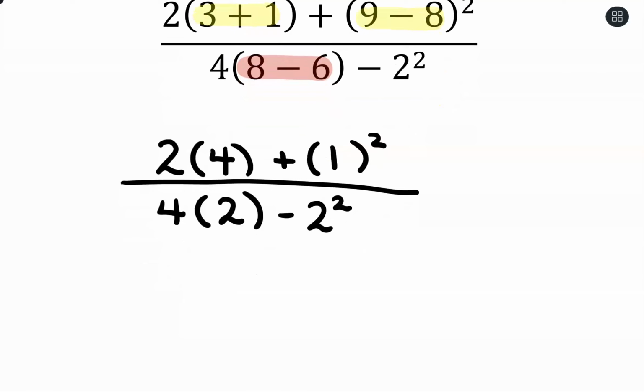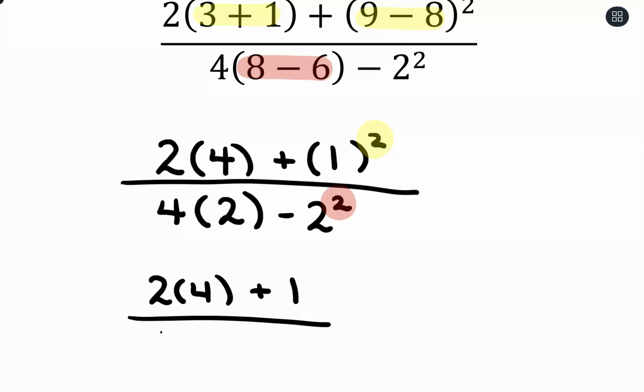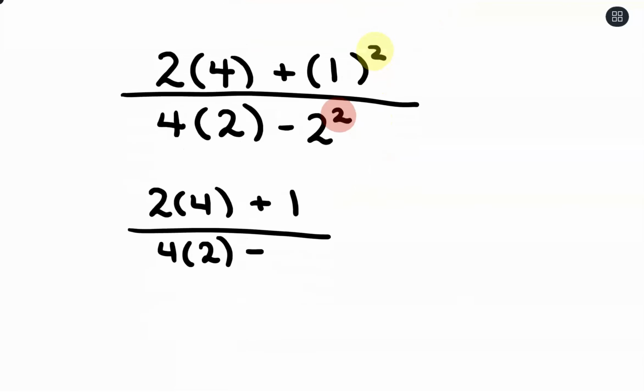All right, exponents. We have a square in the numerator. We have a square in the denominator. So we're going to go 2 times 4 plus 1 squared, which is 1, over 4 times 2, minus 2 times 2, which is 4. Okay, in the numerator, now we're at multiplication division. In the denominator, we're also at multiplication division. Now this is lining up really nicely in terms of PEMDAS for both.